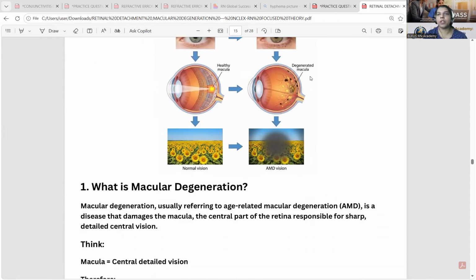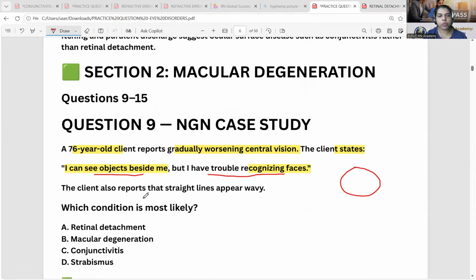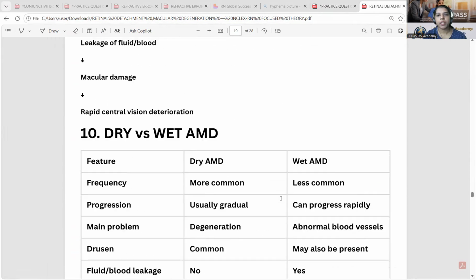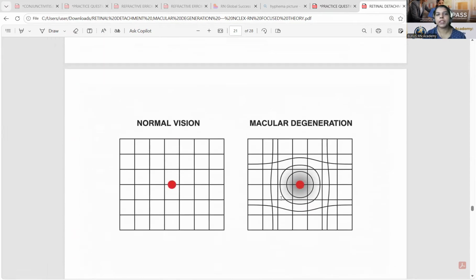Then what is the question here? The client reports that straight lines appear wavy. That is the Amsler grid test. I will explain it with the question. See, this is the Amsler grid test. It is like a grid chart, and it can be read at a normal distance. That means the distance at which we hold a book while reading, we can hold the grid chart, and we instruct the client to locate the central point, and we ask the client how the lines are appearing.